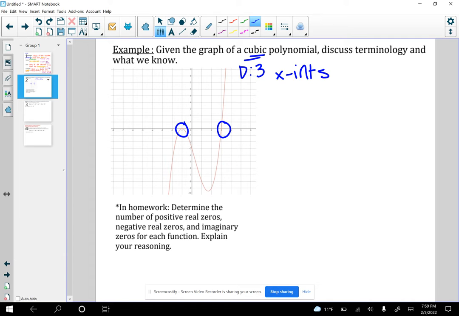X-intercepts, x equals -1 and 3. -1, since it touches there, that is considered a repeated root.